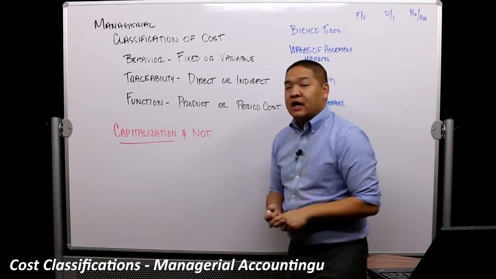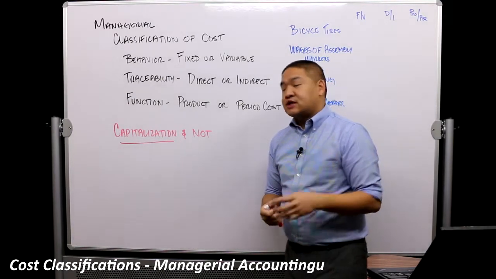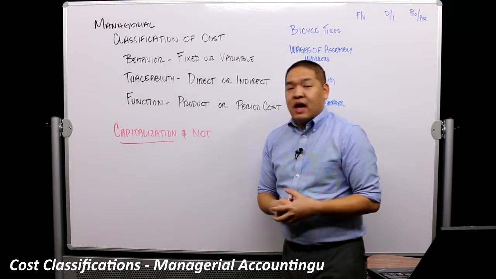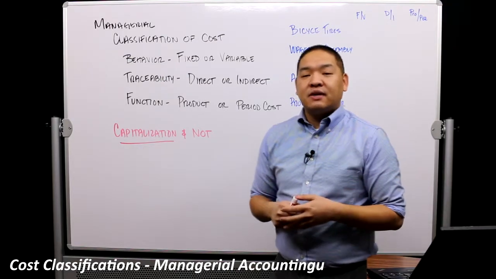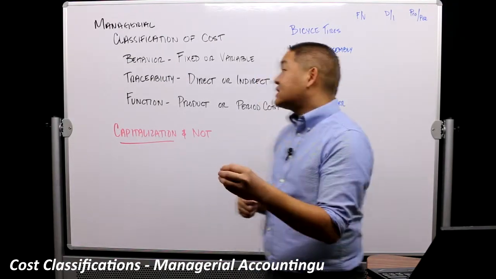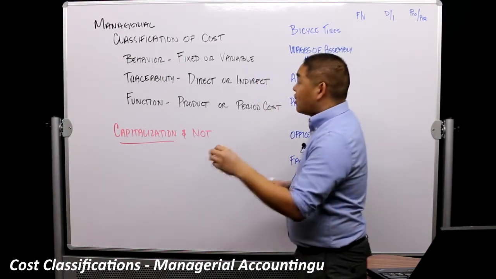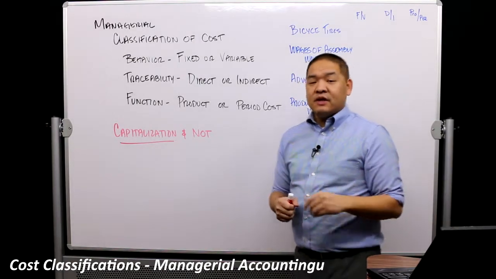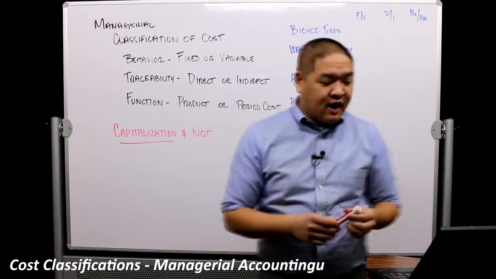So that's capitalization. So now let's start talking about these three and how we classify a certain cost that we may incur in our business. The first one we're going to talk about is behavior. And when we talk about behavior, we're talking about whether it's a direct, a fixed or a variable cost. Okay? So let's start with fixed cost.